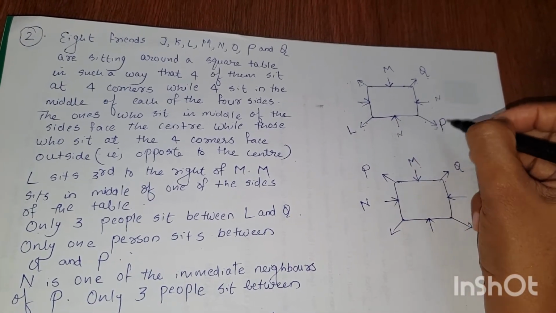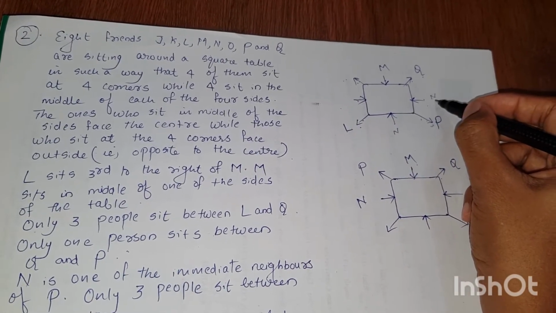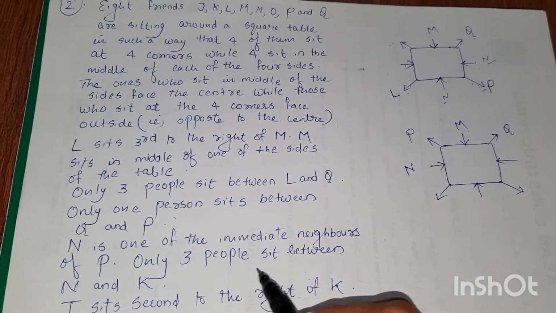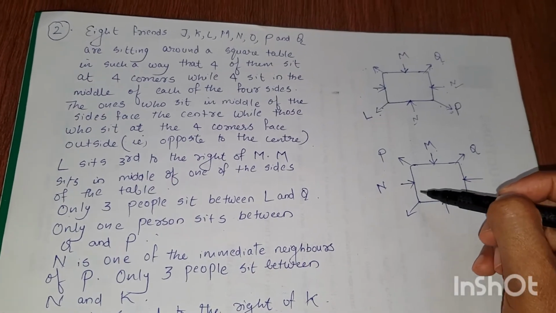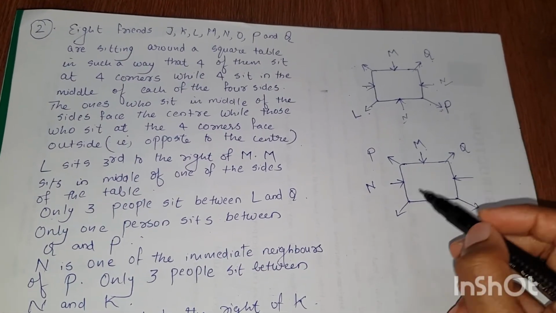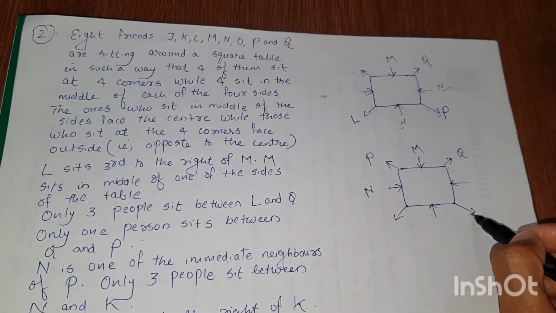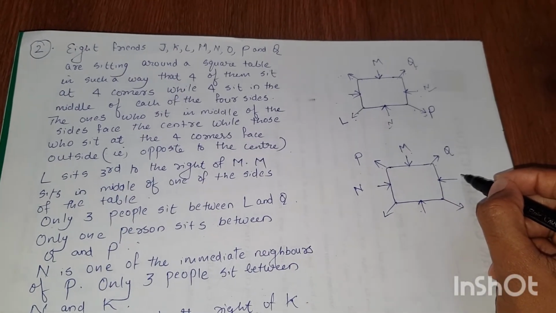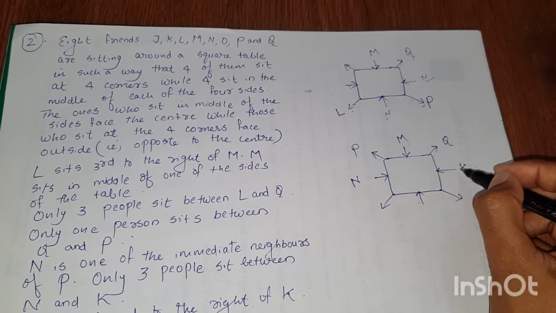N is one of the immediate neighbors of P. So it should be either here or here. Now only 3 people sit between N and K. Between N and K there are only 3 people. 1, 2, 3. Taking this direction also 1, 2, 3. So here it is K. Between N and K only 3 people.